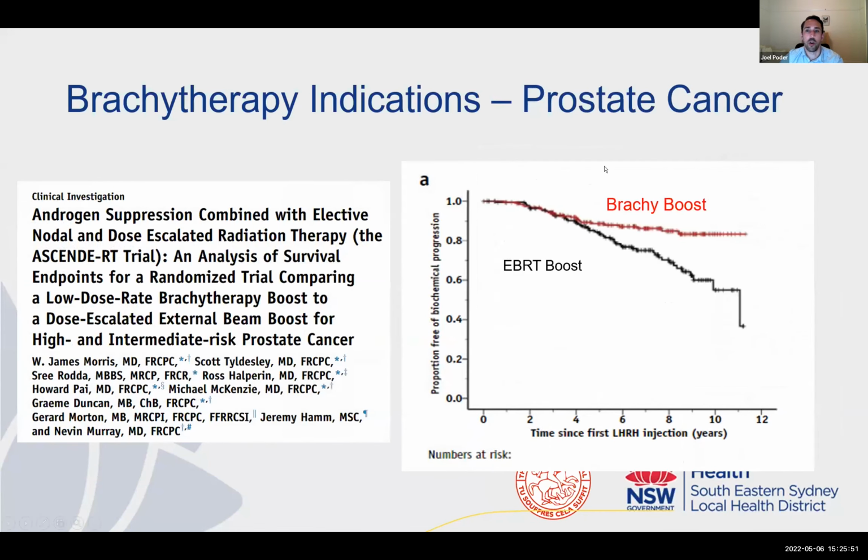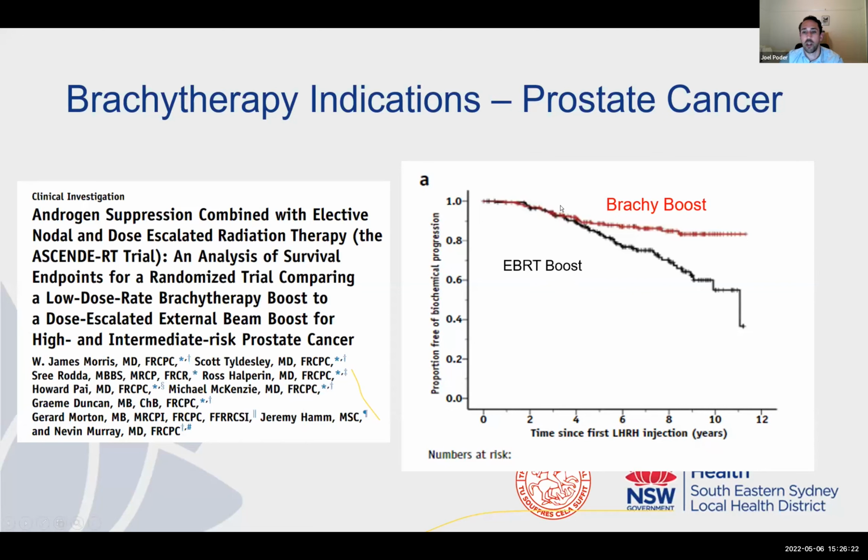I'd like to also touch on prostate cancer. Many of you may be familiar with the ASCENDE-RT trial, which is basically an analysis of a clinical trial comparing low dose rate brachytherapy boost to dose escalated external beam boost for high and intermediate risk prostate cancer patients. And I've just presented here on this slide the survival endpoints. What we're looking at here is the proportion of patients who are free from biochemical progression on this Kaplan-Meier curve, and you can see at about 4 years' time the separation of these two curves.